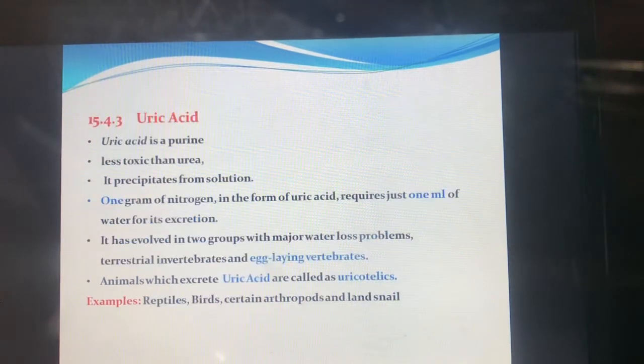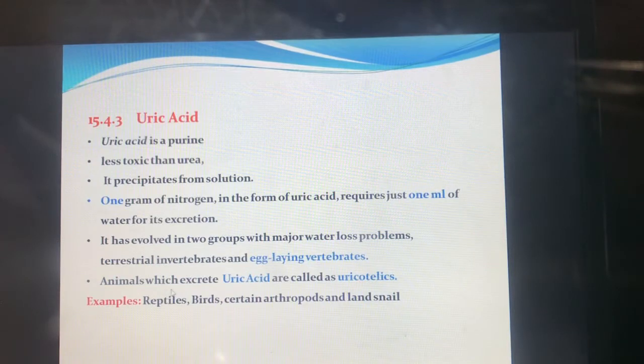Next, uric acid. Uric acid is a purine, which has a double ring structure. It's less toxic than urea. It precipitates from the solution. And 1 gram of nitrogen in the form of uric acid requires just 1 ml of water for its excretion. It has evolved in groups with a major water loss problem, and which are they? Terrestrial invertebrates and egg-laying vertebrates.